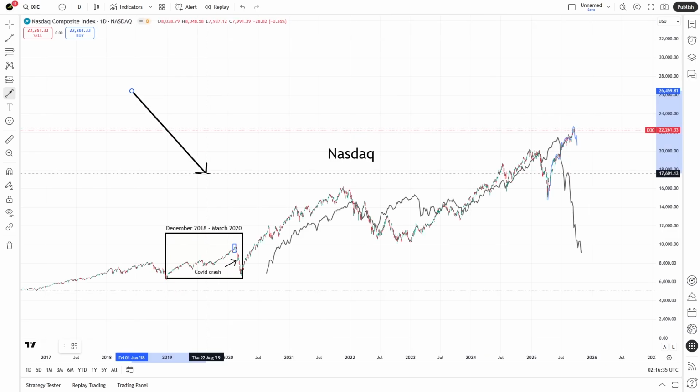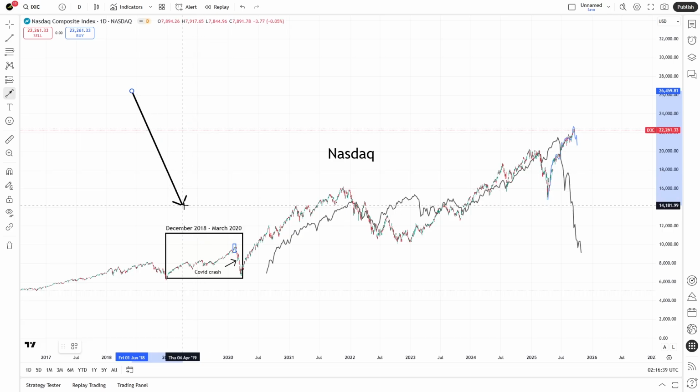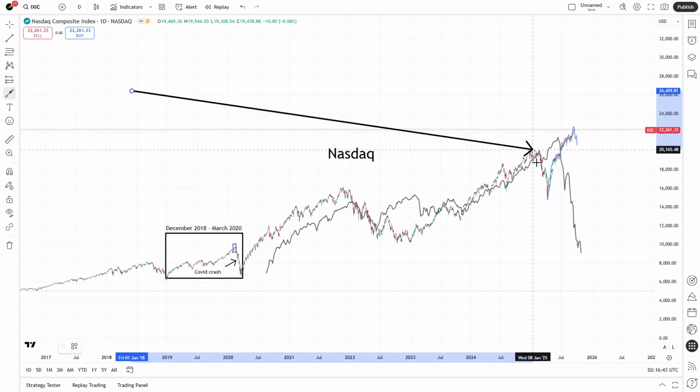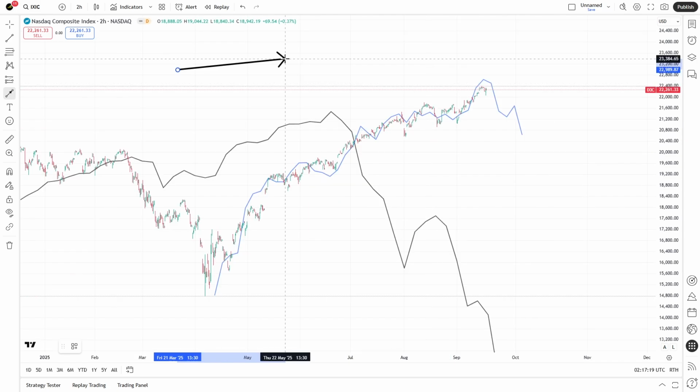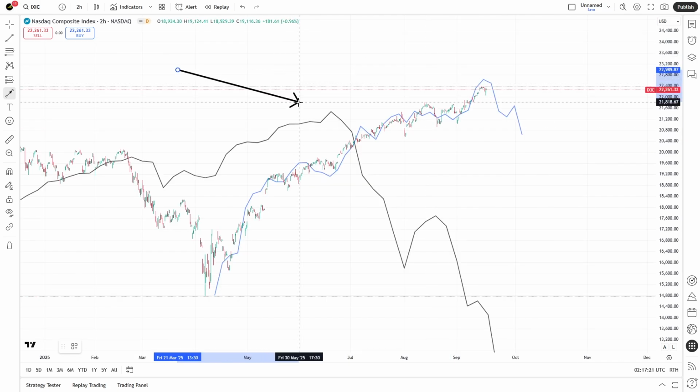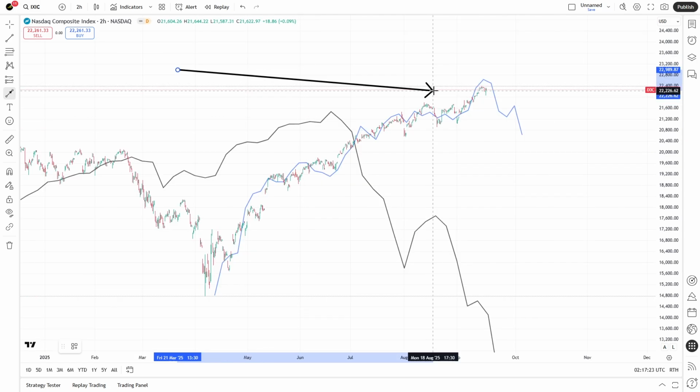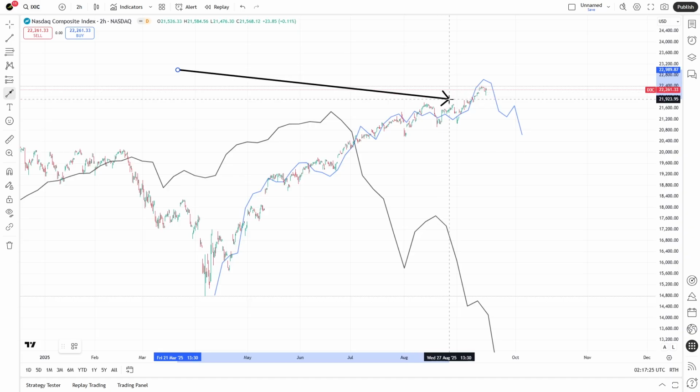Okay, so this is the Nasdaq, and it's really the same story. December 2018 to March 2020. The little blue box is this blue fractal. We're going to use it to see where we are in this final peak structure. Let's zoom in. Okay, so here we are on a 2-hour candle, and as you can see, it does look like we potentially are at the peak.